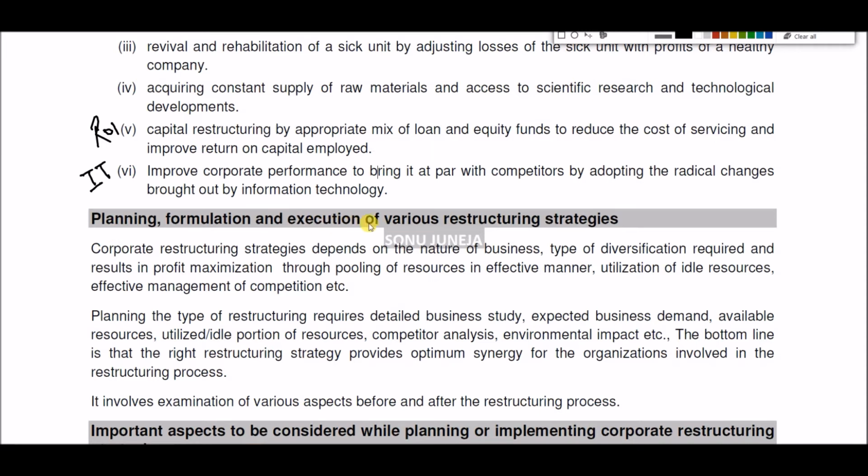Then you have planning, formulation and execution of various restructuring strategies. Corporate restructuring strategies depend upon the nature of business. This is very important to consider. Now, the type of diversification required results in profit maximization through pooling of resources in an effective manner, utilization of idle resources, effective management of competition, etc. Now, the planning of restructuring requires detailed business studies, business demand, availability of resources, utilized and idle proportion of resources, competitor analysis, environmental impact. The bottom line is that if you make the strategy right, it will give a positive impact.